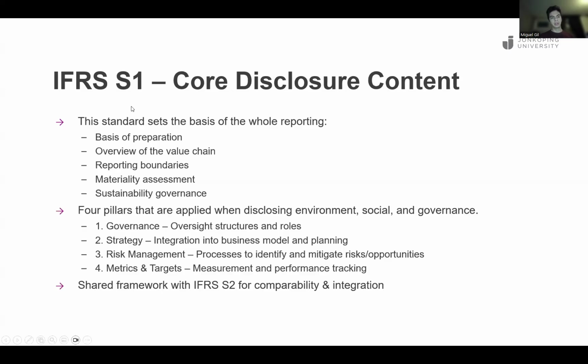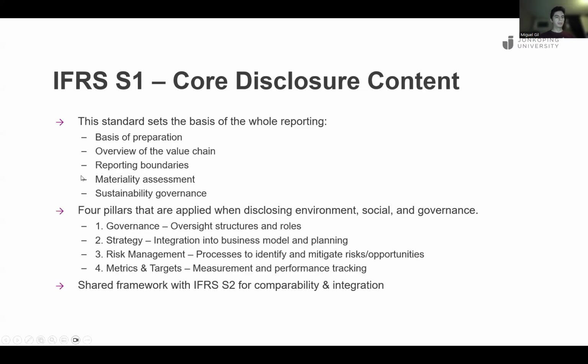So the first one is basis of preparation. You need to explain in general terms how your organization is preparing for sustainability reporting. Is it based on consultants? Is it based on an internal committee? Is it based on an internal department? There are different things that you need to discuss. Another thing that you need to explain is how you assess the value chain, the whole thing, beyond you as an organization, there are things before and after. How do you assess who is relevant in this value chain? So it's the same thing. You need to disclose all of these things.